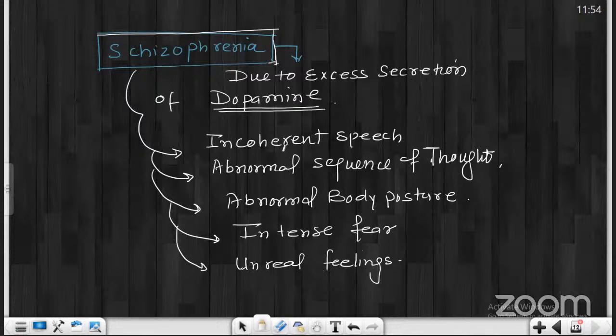Now moving to the next part, epilepsy, very common, epilepsy.